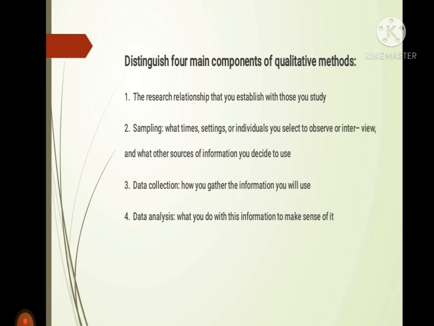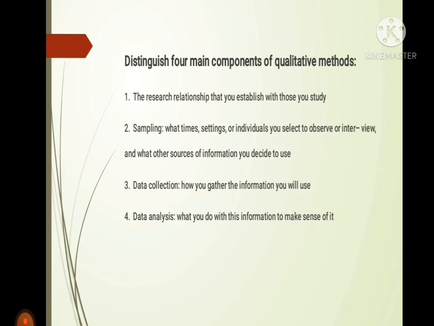Now, these are the four main components of qualitative method. First is the research relationship that you establish with those you study. The second one is sampling. It talks about what times or settings or individuals you select to observe or interview, and what sources of information you decide to use.